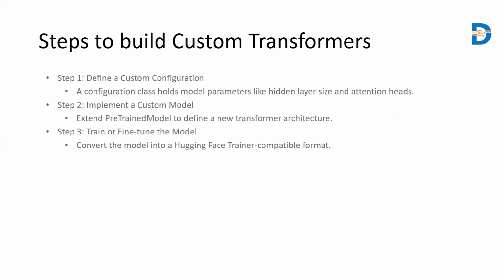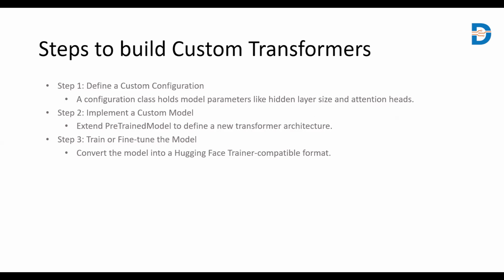Now let us look at the basic steps to build a custom transformer. The first step would be defining a custom configuration, holding the model parameters like hidden layer sizes, the attention heads, all of it, and implementing a custom model. Using the pre-trained model, we define a new custom transformer architecture here. And now you train or fine-tune the model and convert the model into a Hugging Face Trainer compatible format using our data. Now let us see an implementation of this in Jupyter.